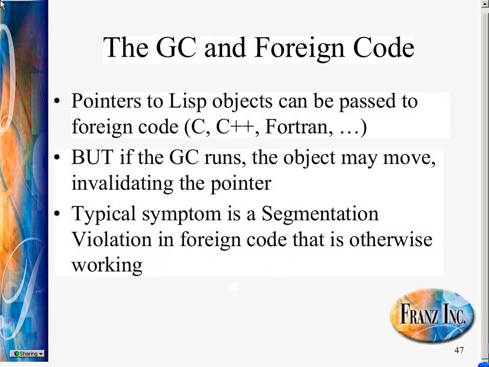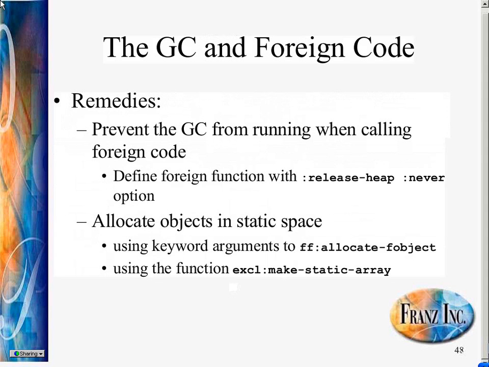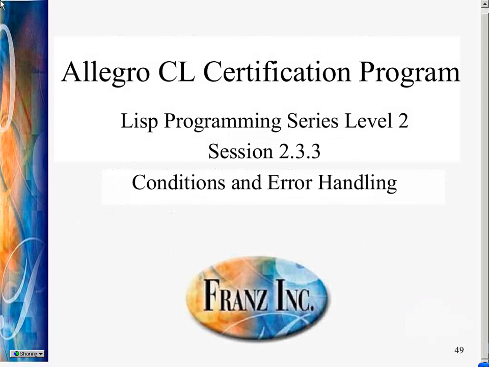Foreign code, I've just mentioned that. You have to worry about foreign code which accesses Lisp objects. First of all, that it's getting a valid Lisp object, and secondly, that it doesn't overwrite a value inappropriately. And there is a way to use data that's going to be allocated in foreign, used by foreign code, put in a non-garbage collected part of the Lisp application, and you can also prevent the garbage collection from running while calling foreign code by defining the foreign function with the macro def-foreign-call with the release-heap never option. You can look that up in the manual.